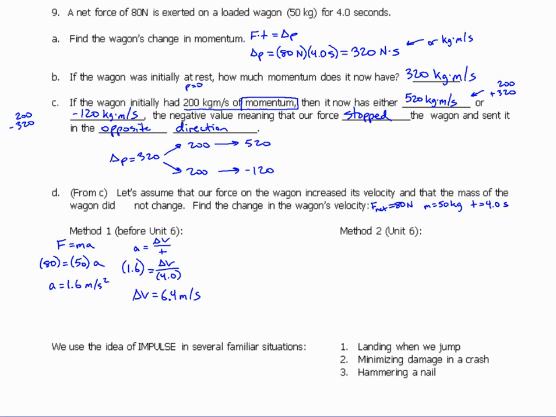The method 2, the Unit 6 way to do this: force times time is the change in momentum. Change in momentum meaning change in mv. And since the mass of the wagon did not change, it's m delta v. So all of this, force times time equals mass times the change in velocity.